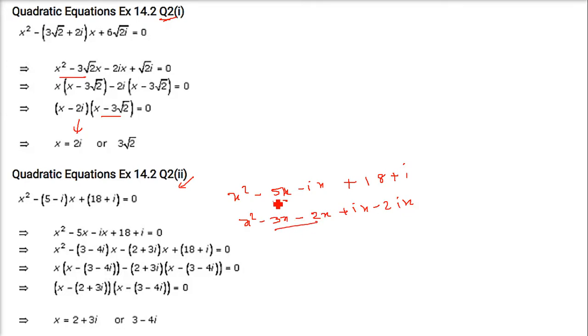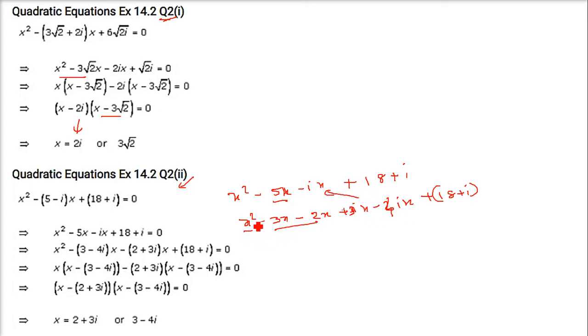So these two will make minus 5x, these two will make minus ix plus 18 plus I. Now I am taking from here first these. Let me just check. Okay, x square minus, this is okay, but I am now writing this as 4ix. So let me make it as 4ix minus 4ix, so this will be 3ix. Right, 3ix minus 4ix will be minus ix.